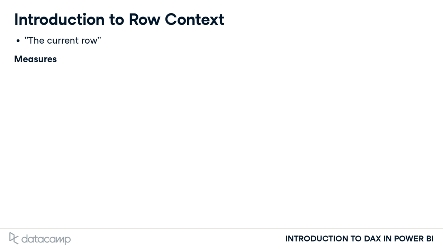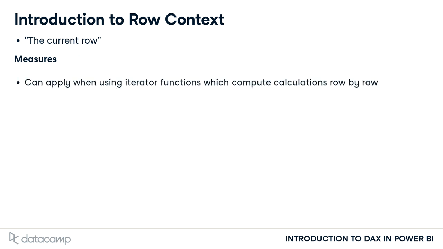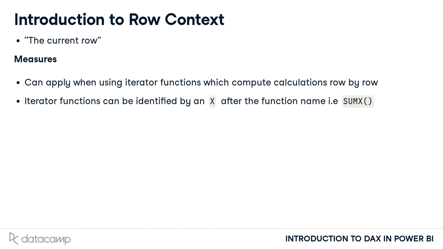Row context can also be used in measures, however, only when using iterator functions. An iterator function loops through every row in a table and runs the formula for each row. An iterator function can be identified by an X at the end of a function name. For example, SUMX takes two arguments: the table that needs to be iterated over and the calculation that needs to happen, similar to what we'd use in a calculated column.